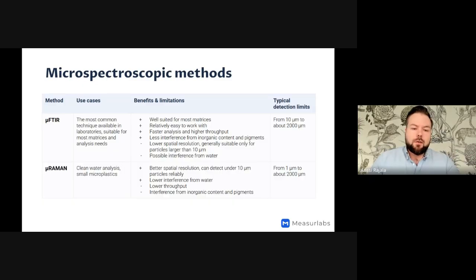Raman microspectroscopy's best benefit is the better spatial resolution, and it can reliably detect down to 1 micrometer particles. Also, it doesn't get much interference from the water. However, it does have lower throughput, more complicated sample preparation, and interference from inorganic content, pigments, and additives due to the possible fluorescence coming from these.